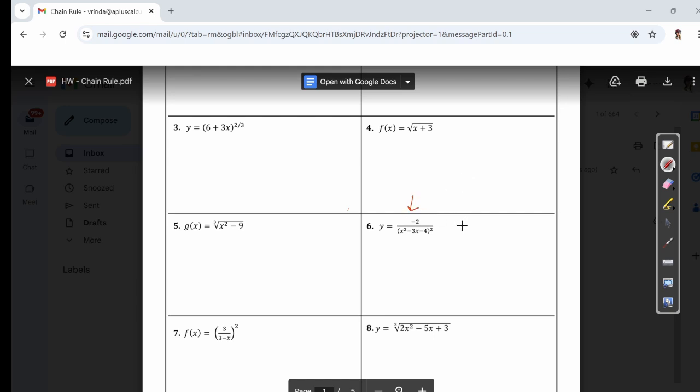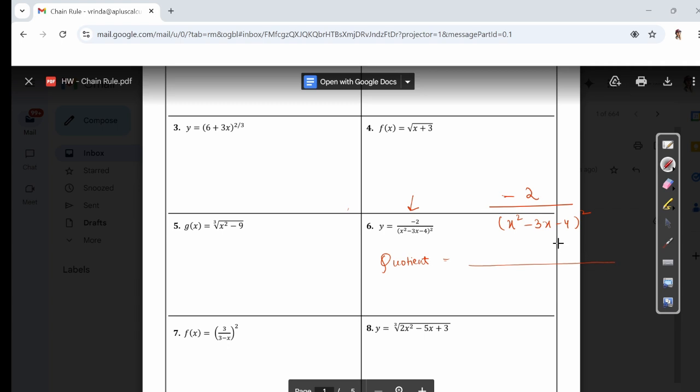This will be, first you have to apply the quotient rule, because this is division of two functions, negative 2 over x square minus 3x minus 4, right? So you know the quotient rule. Yes. What's the quotient rule?